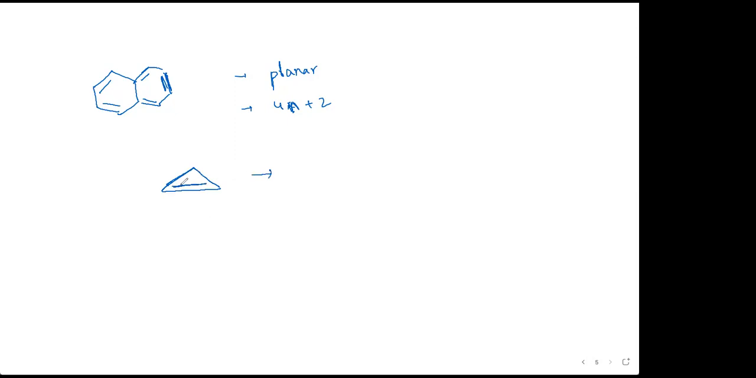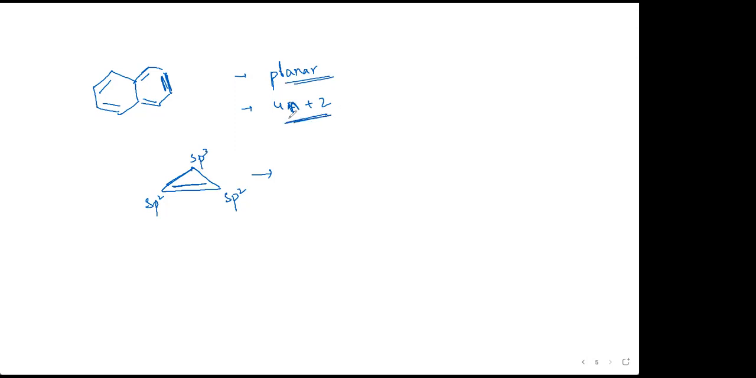Oh, yes. Is it? Because this carbon would not be sp2. This is sp2. What about this? So ma'am, every carbon atom in a compound has to be sp2 in order to be a planar structure. Yes. So it will not be planar. And it also does not follow Huckel's rule. So even this is not being satisfied.